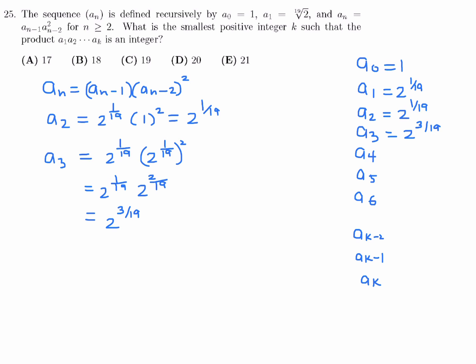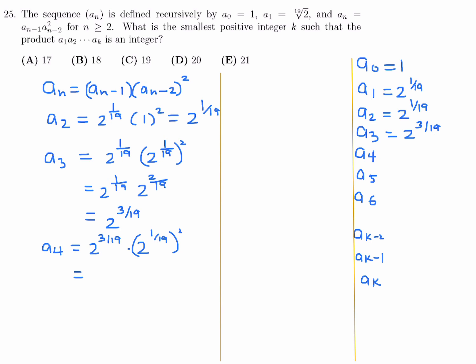Okay, let's keep going. Let's do a few more. A_4 is A_3, which is 2 to the power of 3 over 19, times A_2 squared, so 2 to the power of 1 over 19 squared. And that's going to be 2 to the power of 3 over 19 times 2 to the power of 2 over 19, and when you add the fractions, it becomes 5 over 19. A_4, 2 to the power of 5 over 19.